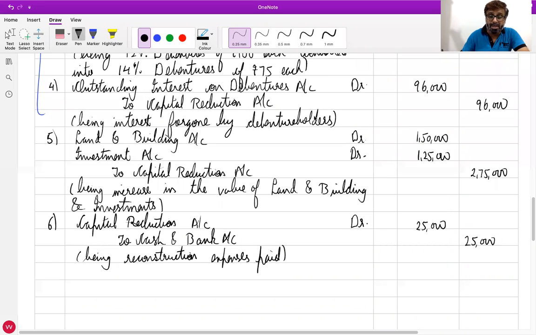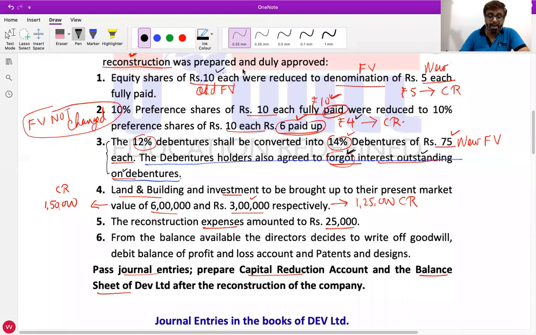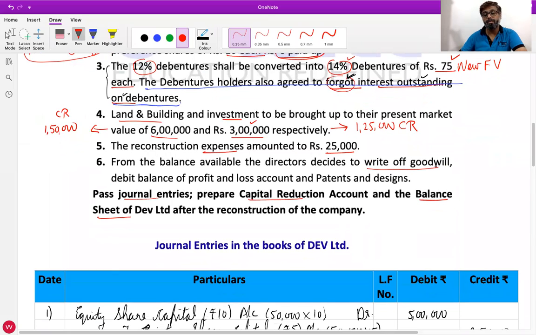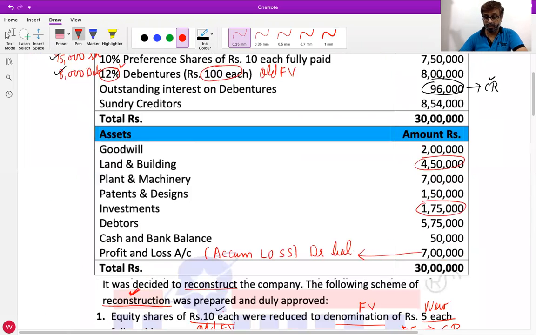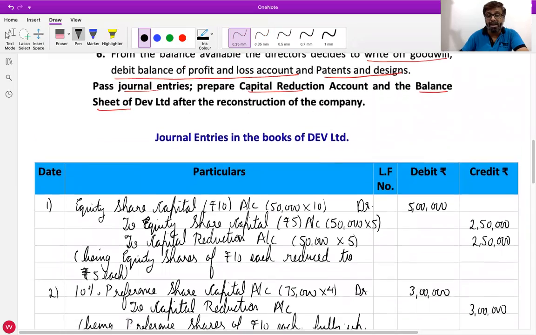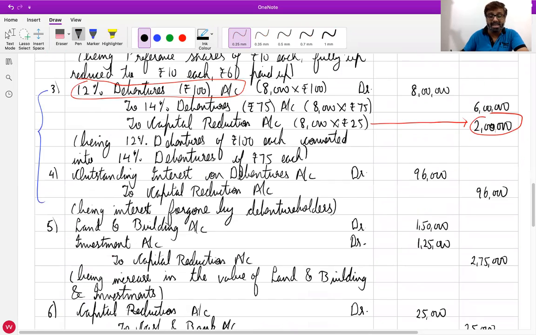Dishita from Subhanpura, unmute yourself. Read the sixth adjustment, last adjustment. From the balance available, the directors decide to write off goodwill, debit balance of profit and loss account, and patents and designs. What will be the entry for this? Capital reduction account debit to goodwill account, profit and loss account and patents. Goodwill 2 lakhs, profit and loss 7 lakhs, and patents and designs 1,50,000. Very good, correct. For writing off the assets, the entry is capital reduction account debit to the assets written off.